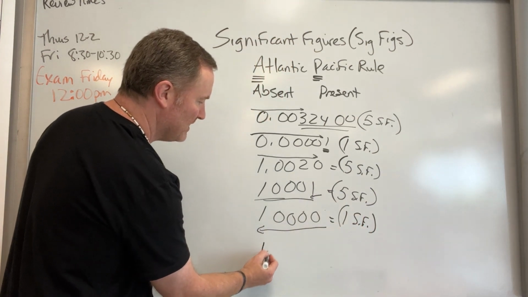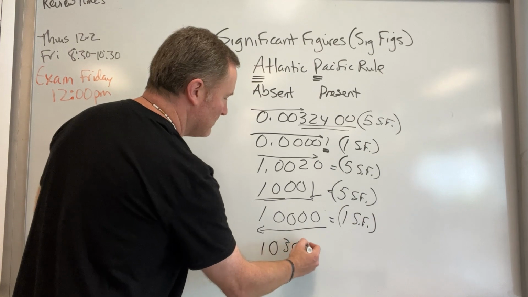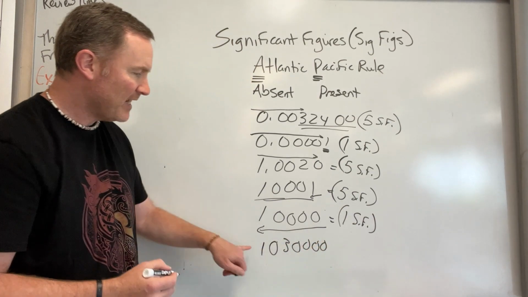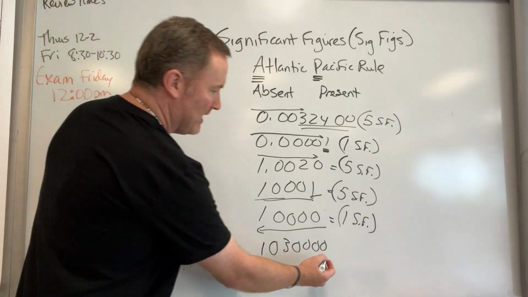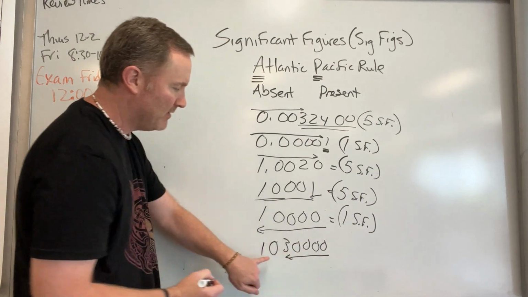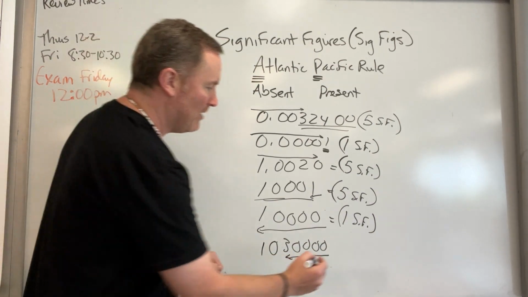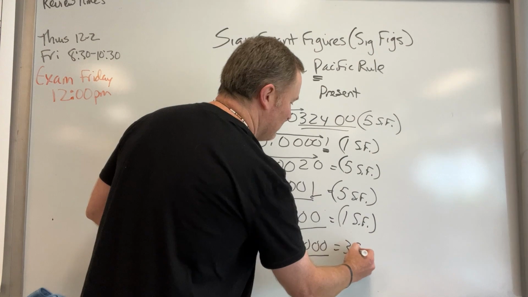So if I had something like this, 1030000, same concept. If there's no decimal, I go all the way to my first number. The 3, the 0, and the 1 count. So this would have 3 significant figures.